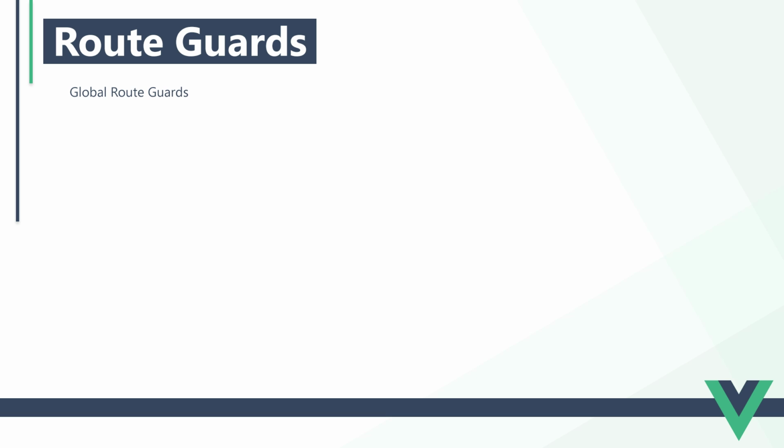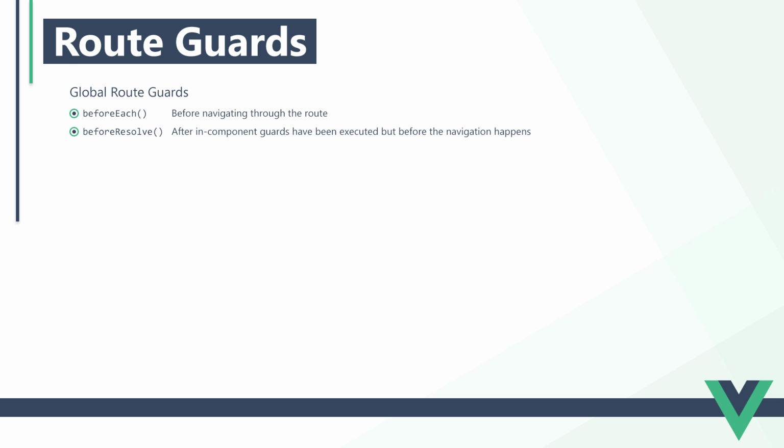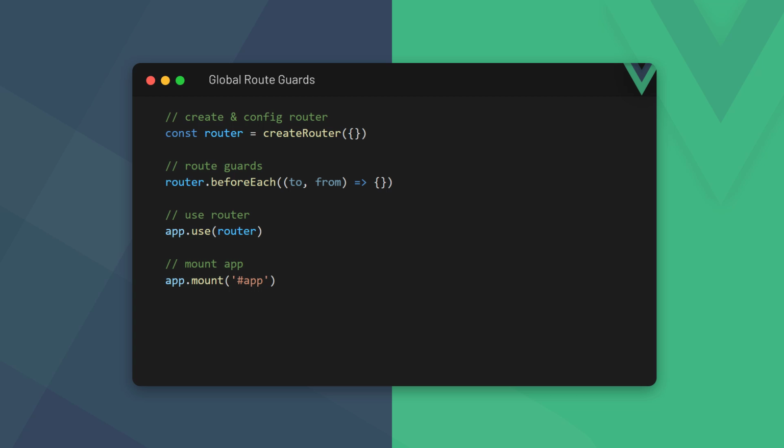Let's start with the global route guard hooks. The beforeEach hook is invoked before the user navigates through the route. The beforeResolve hook is invoked after all the in-component guards have been executed, but before the navigation happens. And the afterEach hook is invoked after a page has been loaded. We call these hooks on the router config object before we pass it to our app with the use method. If the router is configured in a separate file, we call them before the export.